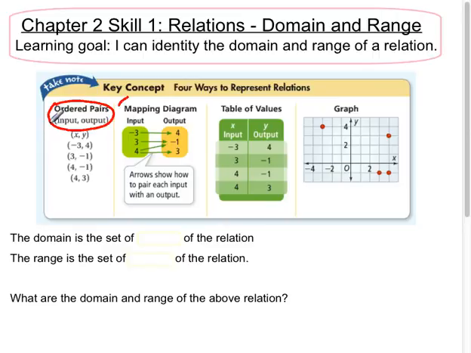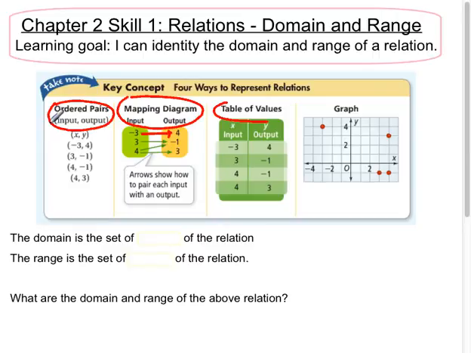This could also be done with what's called a mapping. So in a mapping, all the inputs are listed, all of the outputs are listed, and then arrows are used to show the relationship. So for example, that point I just talked about, -3, 4, that is why there's a line from the -3 going to the 4. It shows that those two have a connection. Those are a pair.